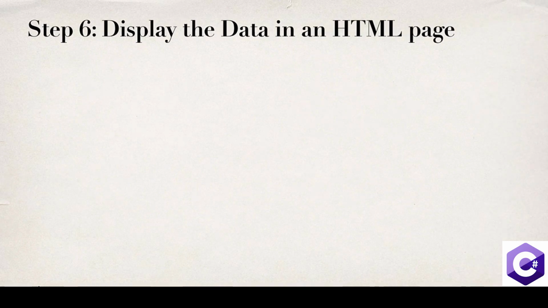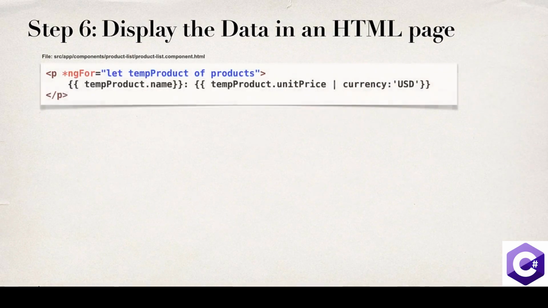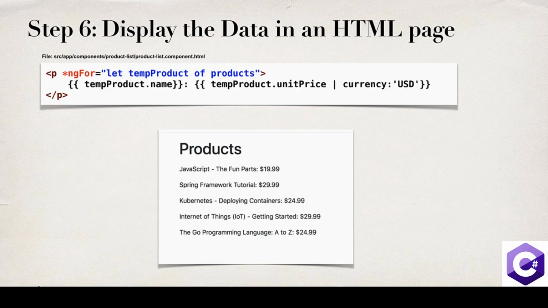All right, so now that we have the data, then we can display the data in an HTML page. So on my page here, I simply make use of the ngFor. I say let tempProduct of products, and then I simply display the product name and then the product unit price. I pipe it through my currency pipe to display the information using the US dollar symbols here. And so if everything works out as desired, then we'll have this given output: JavaScript, Spring Framework, and so on and so forth. So just a very basic page.